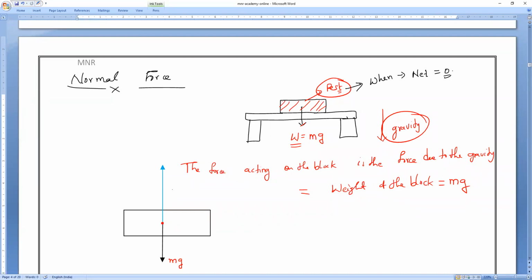Sir, without any external force? Yes, Mari. If the body is in a state of rest, the net force is equal to zero. Am I right or wrong? Yes, sir. Means there should be a force acting vertically upward and it should be equal to mg. Then only the net force will become zero. Am I right or wrong? Yes, sir. Sir, I'm asking about the object which is applying force downwards.